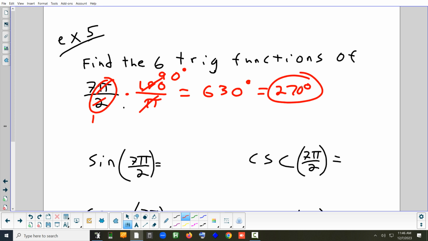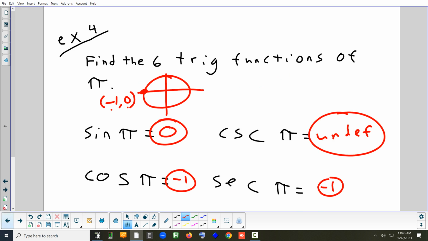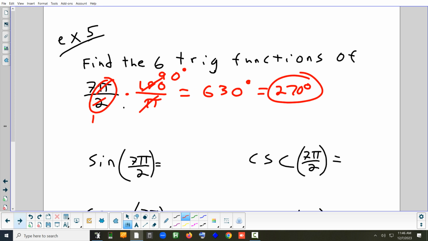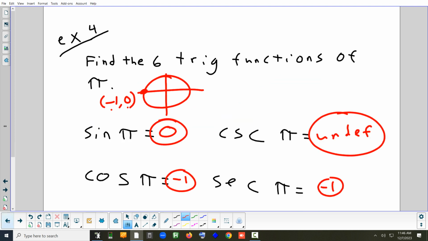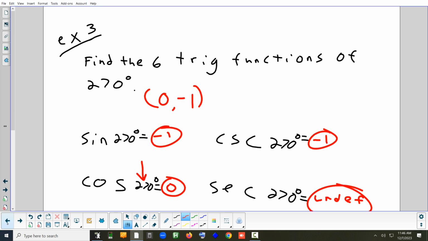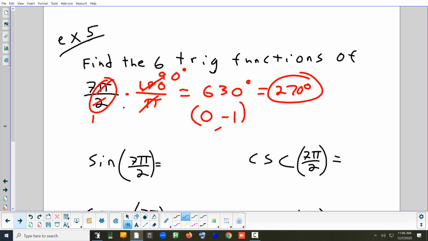Let's write the coordinate first. What's the coordinate for 270? 0, -1. And I think we did that right here. So that's example 3. So a lot of times problems might be written a different way, but once you simplify it, it's actually the same as another problem.